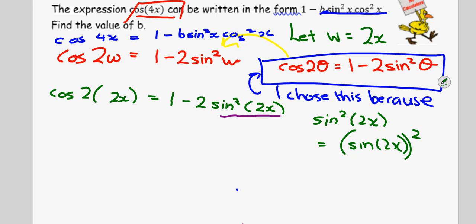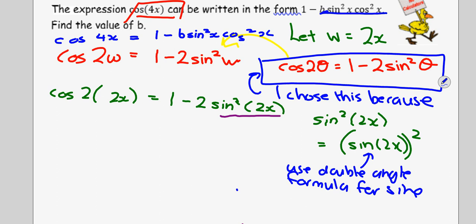Double angle formula, yeah. We don't have a square with it. That's why I've kind of rewritten that like that, so you can see. So we could therefore use the double angle formula for sine.